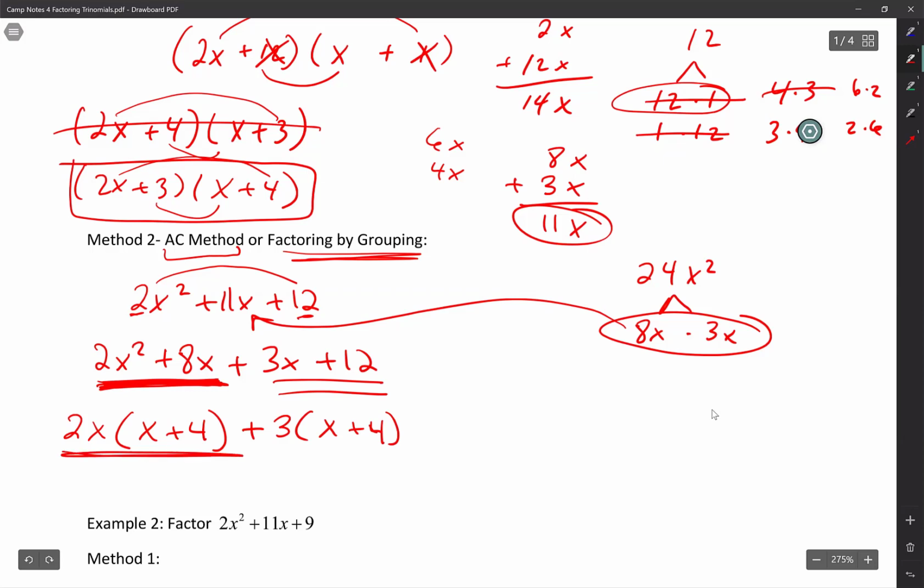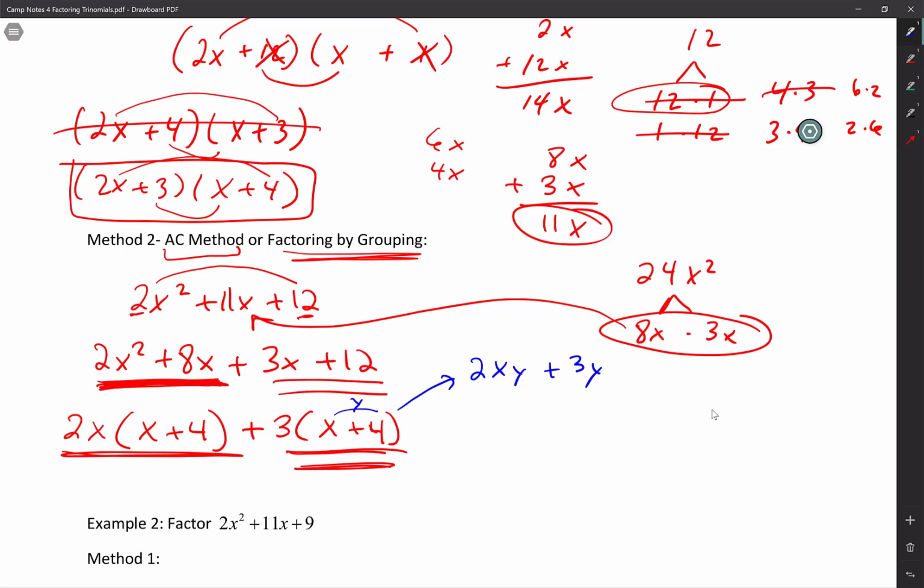So consider this like a term and consider this like another term. Travis, what are you talking about? Okay, here's what I'm trying to say. I'm going to substitute, I'm going to say that's like a letter y. So this is like saying 2xy plus 3y, where y is like x plus 4. What can I factor out of 2xy plus 3y? Well, you can factor out a y, and you're left with 2x plus 3. So that is like that.